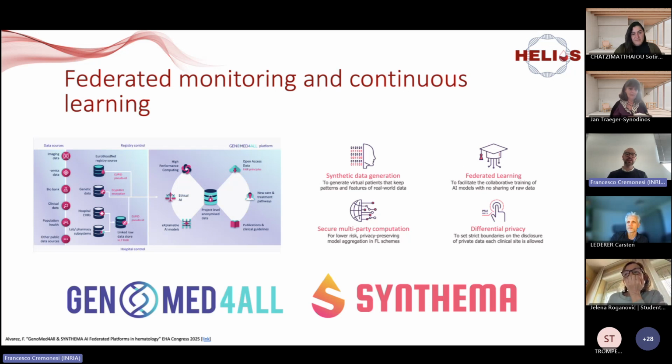I think I have a few more slides, so I'll try to be very quick. There are these 2 big projects. Genomed for All, I think, just finished, and Syntema will finish soon. They deployed a federated platform that does a lot of things, among which federated learning and synthetic data generation and others, and it's specific to rare diseases. So if you are interested, check out these projects, and you can ask to use their platform.